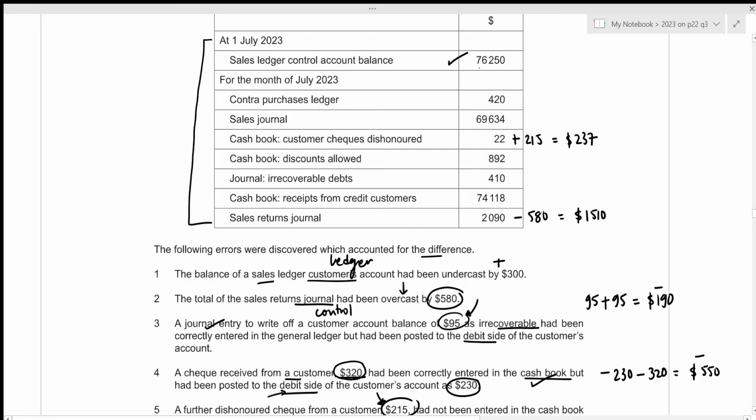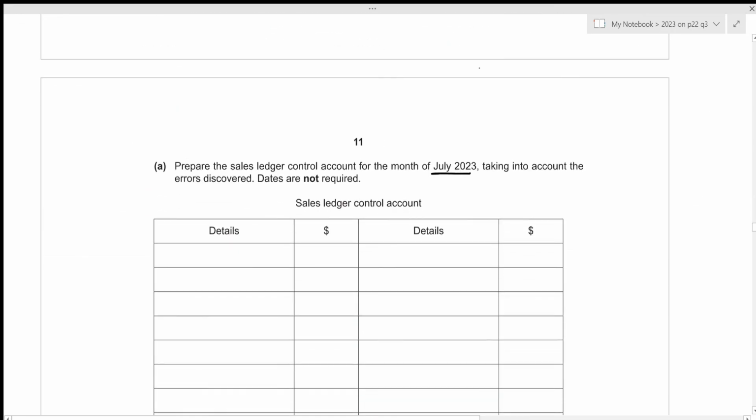And we're talking about sales ledger control account, which calculates the amount for our trade receivables, which is an asset. And for asset, our opening balance will always be on the debit side. So this amount will go on the debit side. That's our opening balance of 76,250.